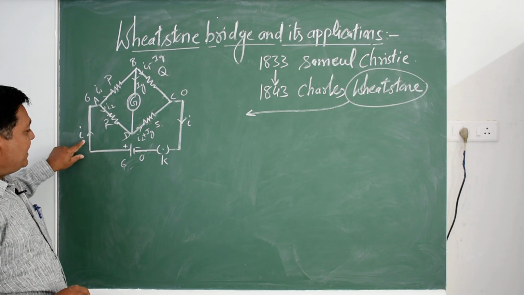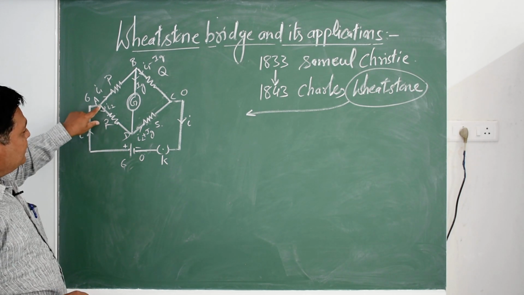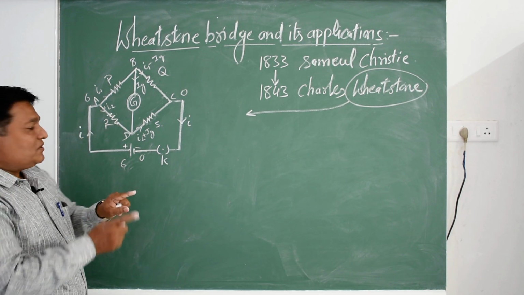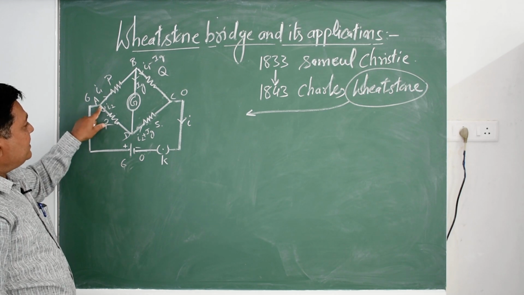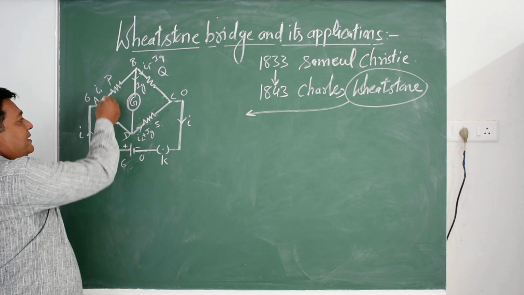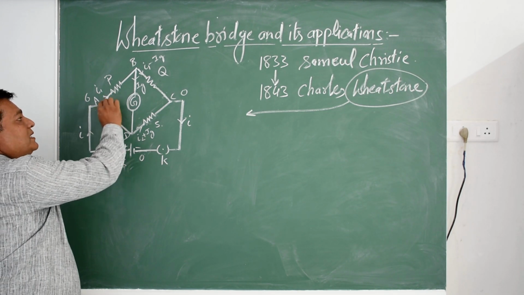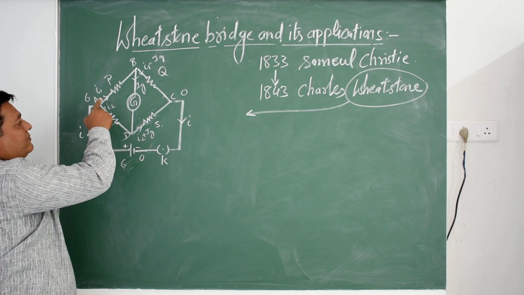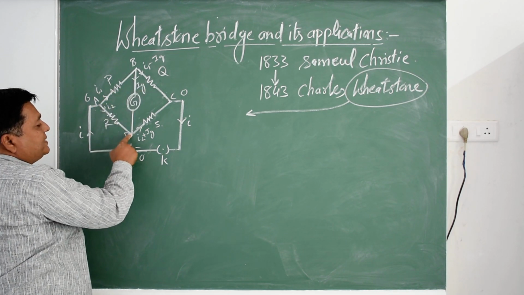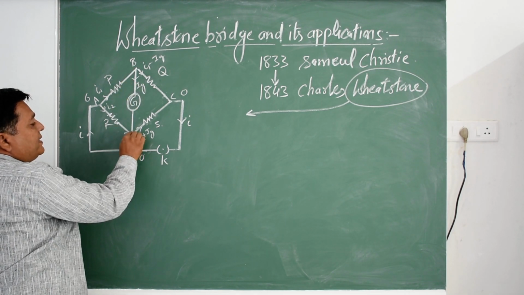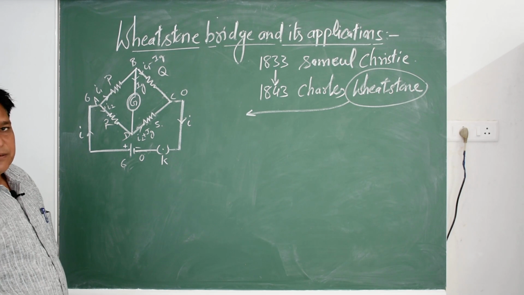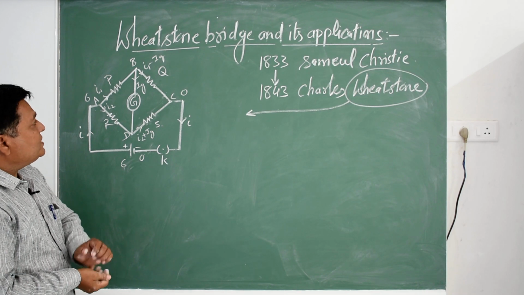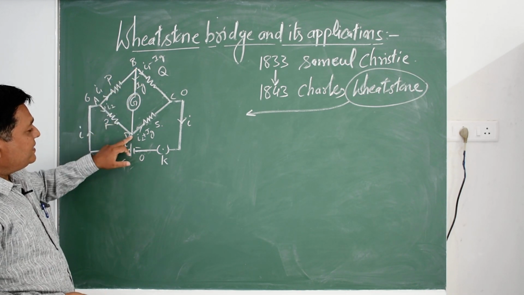Suppose the current I reaches terminal A. There are 2 paths for the current, so this current I will divide into 2 parts, I1 and I2. I1 current will pass through resistance P, and I2 current will pass through resistance R. When I1 and I2 reach B and D, here also there will be some potential or potential difference. Two conditions arise here: whether a potential difference is created here or not.